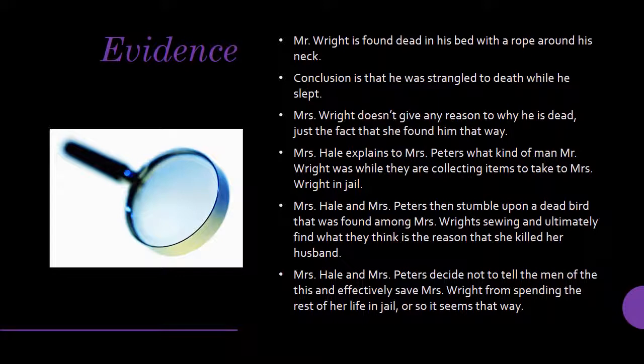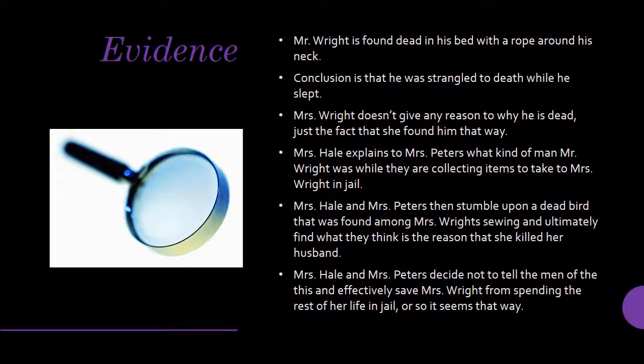Miss Hale explains to Miss Peters what kind of man Mr. Wright was while they are collecting items to take to Miss Wright in jail. Miss Hale and Miss Peters then stumble upon a dead bird that was found among Miss Wright's sewing and ultimately find what they think is the reason that she killed her husband.